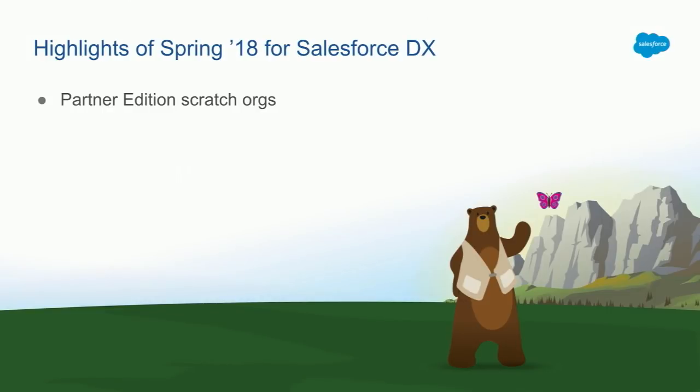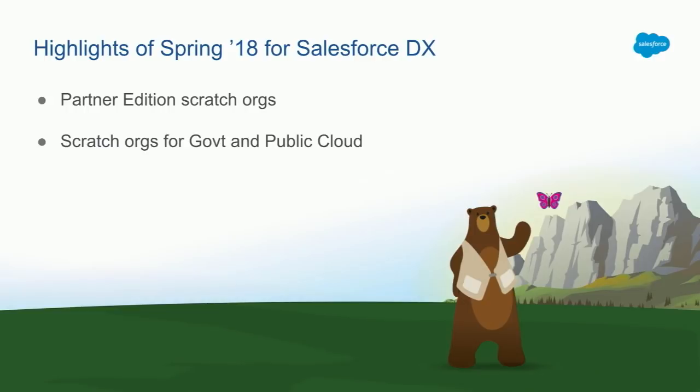With that, what are some of the highlights for Spring 18 from a Salesforce DX standpoint? If you're a Salesforce partner and you're familiar with the Partner Edition orgs, like Partner Developer Edition or Partner Enterprise Edition, you can now create scratch orgs using these capabilities. And we think this will go a step further in improving your experience with scratch orgs. There have been many of you that are working in the government cloud, in the public cloud. The ability to create scratch orgs in these environments can be immensely helpful, and we are offering that as part of Spring 18.